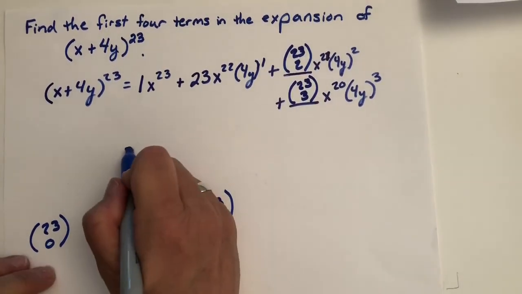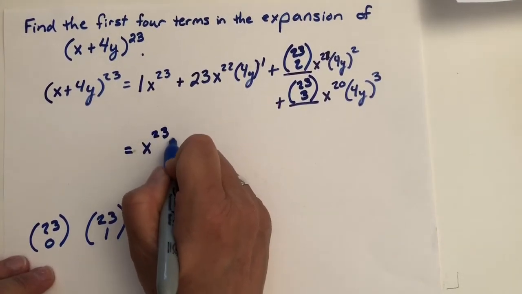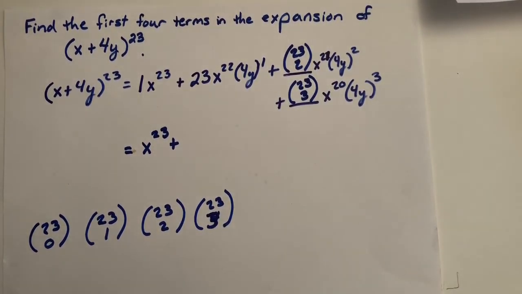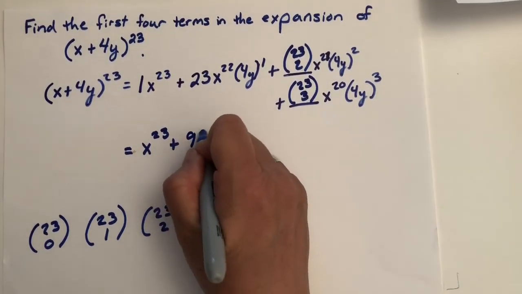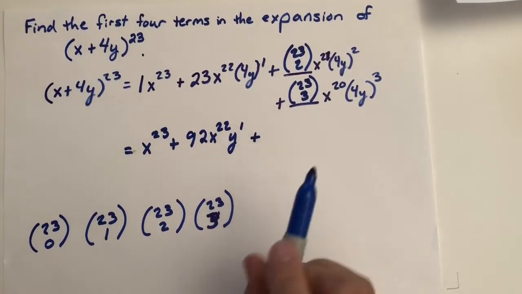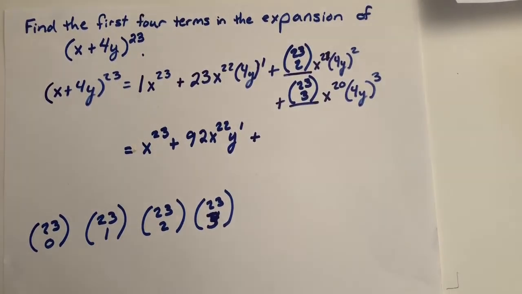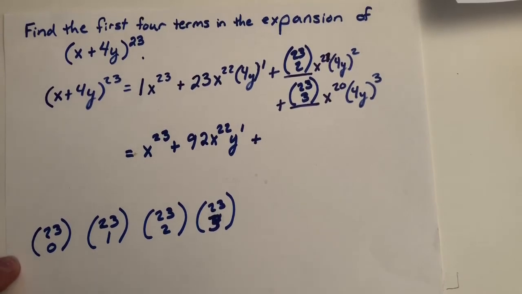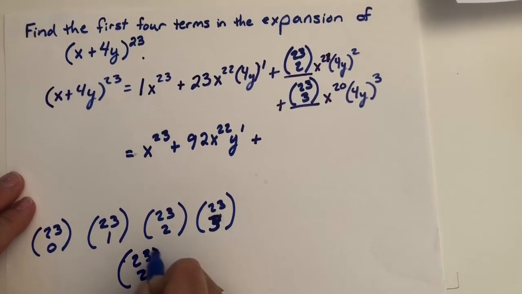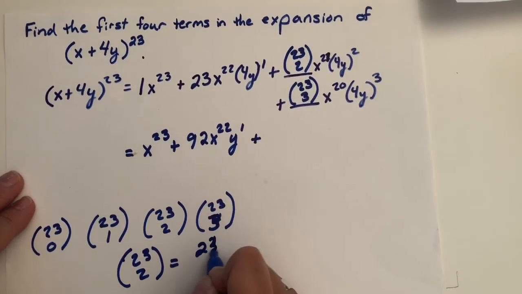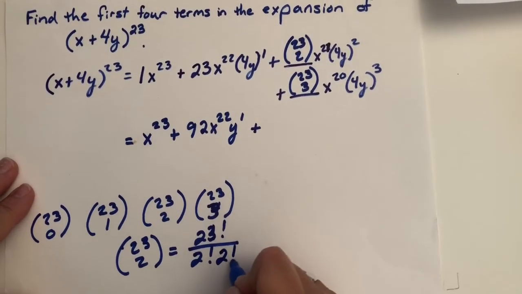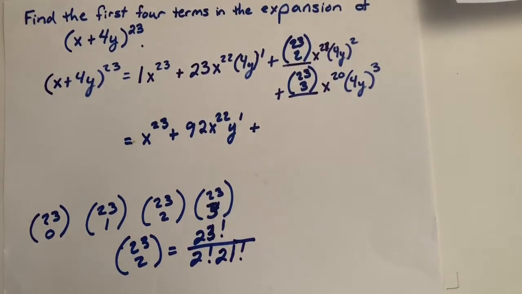So we have x to the 23rd plus 23 times 4. We can do that. 23 times 4 is 92. 92, x to the 22nd, y to the 1st, plus, now we have 23 choose 2. We could use our factorial button. Remember 23 choose 2 is equal to 23 factorial over 2 factorial times 23 minus 2 factorial, which is 21 factorial. We absolutely could do that. We could do it by hand, or we could use our calculator.